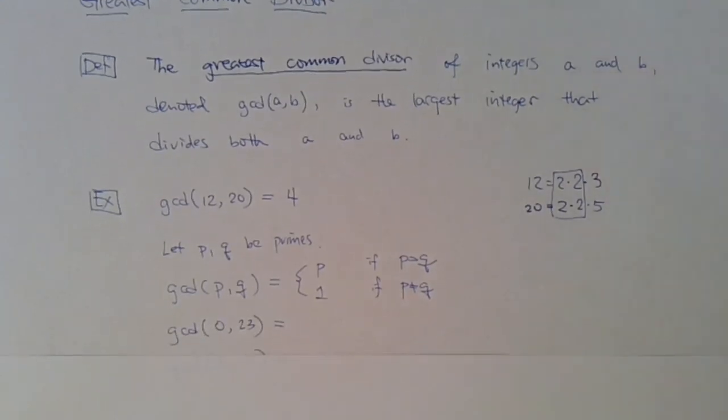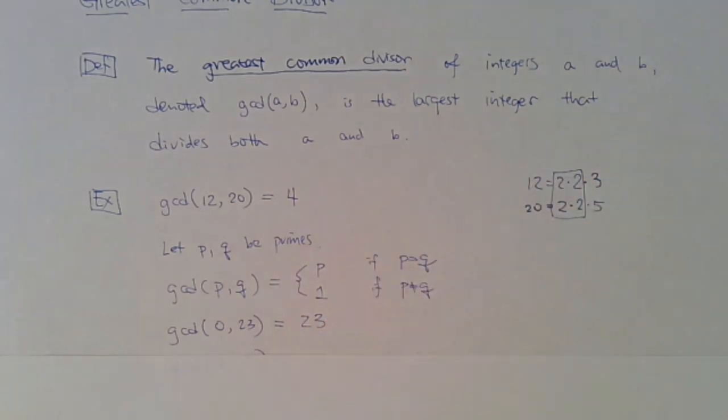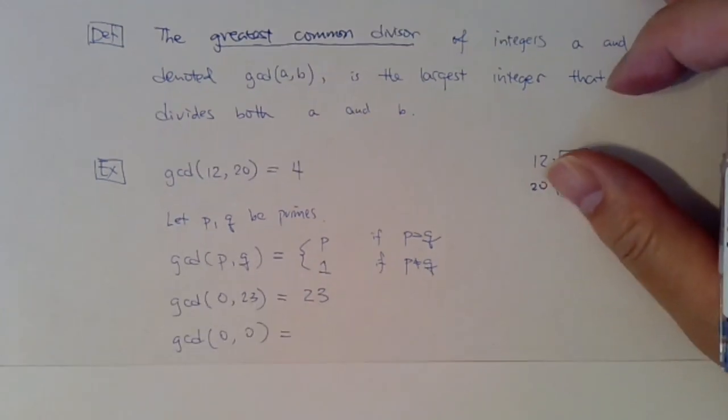How about 0 and 23? Now 23 has divisors 1 and 23. 23 would be the larger of the two, so that would be the answer, because every integer divides 0. 23 times 0 would be 0, so 23 divides 0.